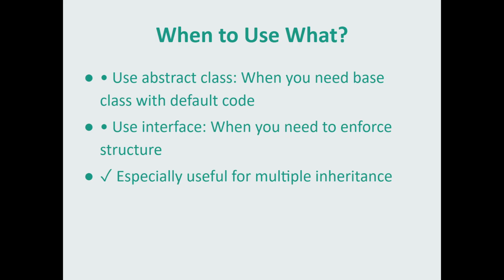So, when should we use abstract classes and when should we use interfaces? Use abstract classes when you want to provide a base class with default functionality. On the other hand, use interfaces when you want to enforce a structure without worrying about implementation, especially when your class needs to inherit from multiple sources. Knowing when to use which makes your design more flexible and future-proof.